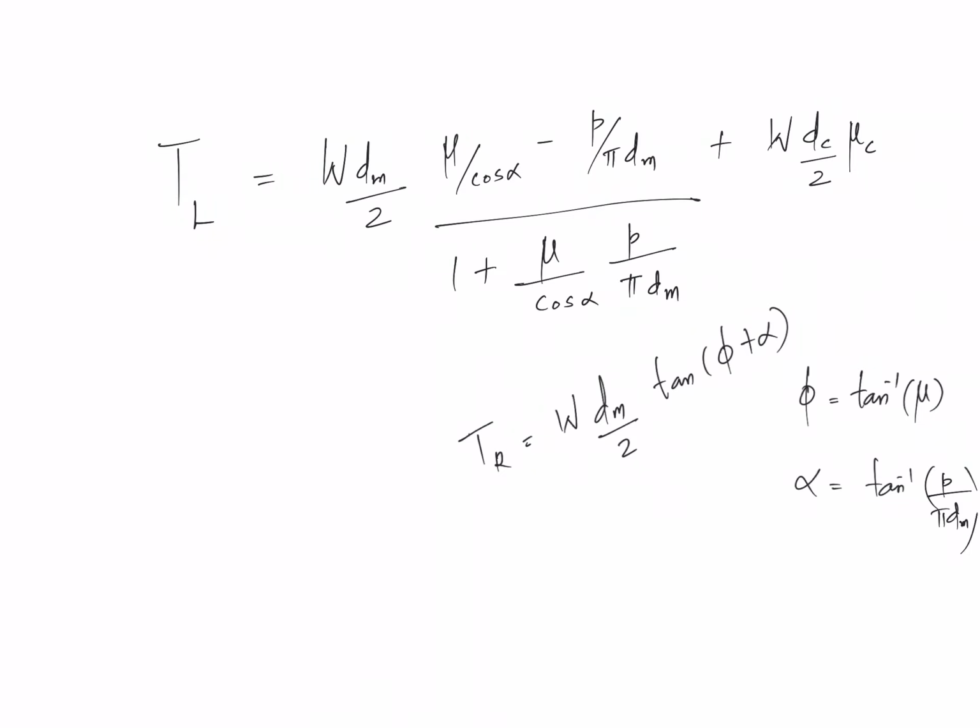So while torque related to lowering was W dm by 2 tan of phi minus alpha. If you remember these two equations correctly, then you will understand why there is a minus sign here and there is a plus sign here, and why these signs are different compared to the expression for the torque related to raise the load. Make sense? So this is how you can evaluate the torque required to raise as well as lower the load.